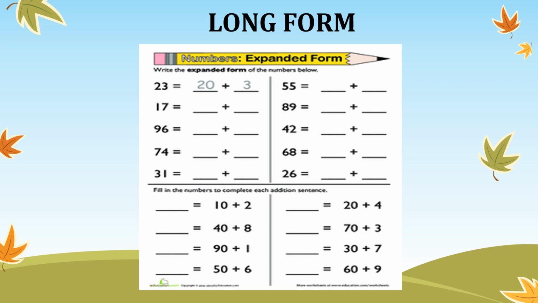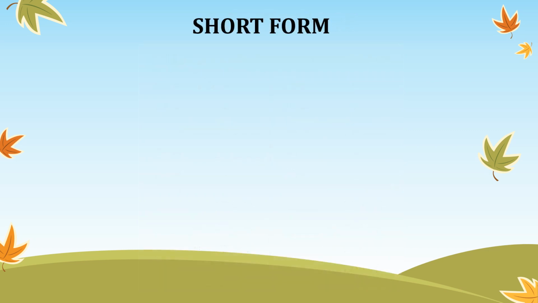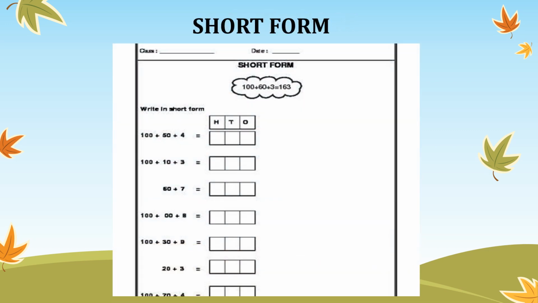Okay, now we come to short form. So this is your worksheet for short form. ये आपकी short form की worksheet है. 100 plus 50 plus 4. Now you will take 1 from 100. So you will write H. You can see HTO, right?